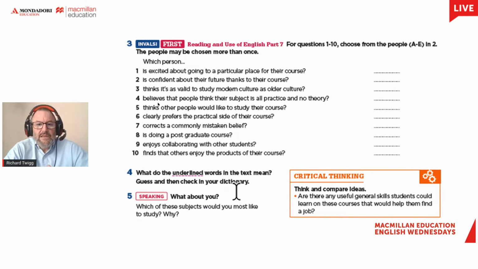So something here, for example, again, this is an example that's looking at either Valsi or First. So reading and use of English. Get the students to complete the task, and then they would look at the underlined words in the text. There's a text that goes alongside this, because now they've read the text and they've answered the questions. So again, now they're looking to see what words do they know, what words do they not know. Guess, check in the dictionary.